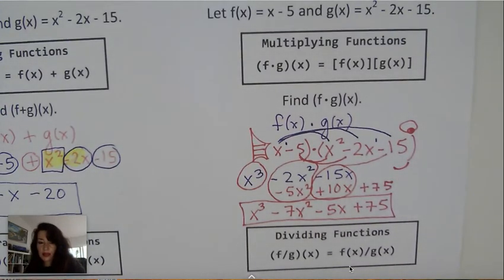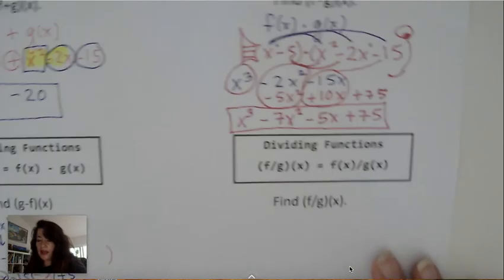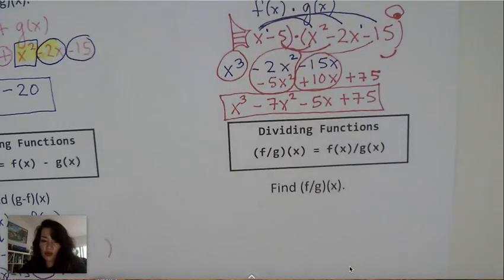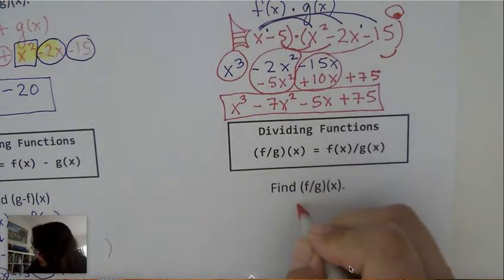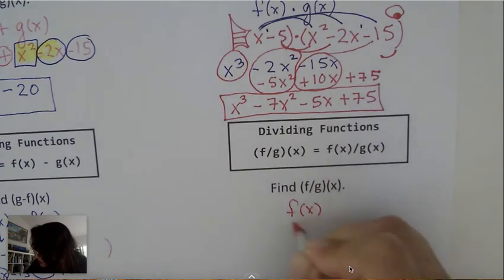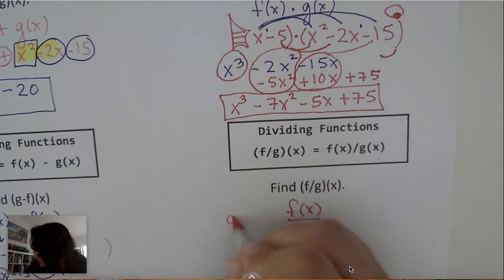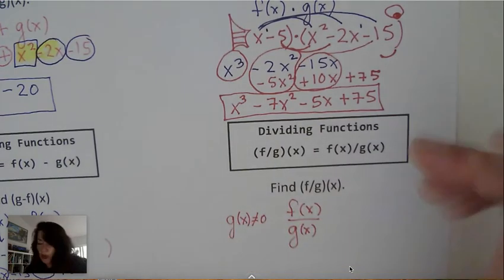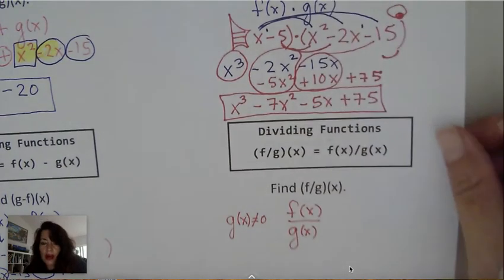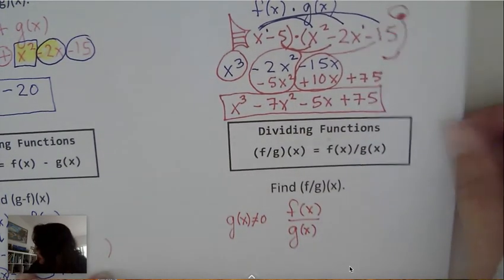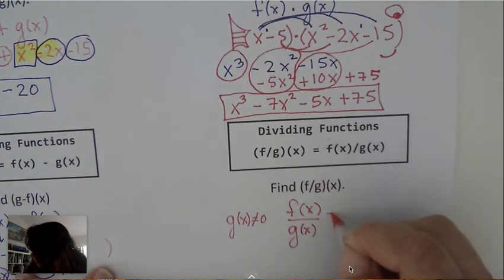All right, lastly, we're going to look at division. So dividing is basically just putting the numerator over the denominator and seeing if there's anything you can reduce. So this actually means take f of x and divide it by g of x. And of course, we want to make sure g of x is not equal to 0, but we do not know what our x terms are. So you do not need to worry about that.